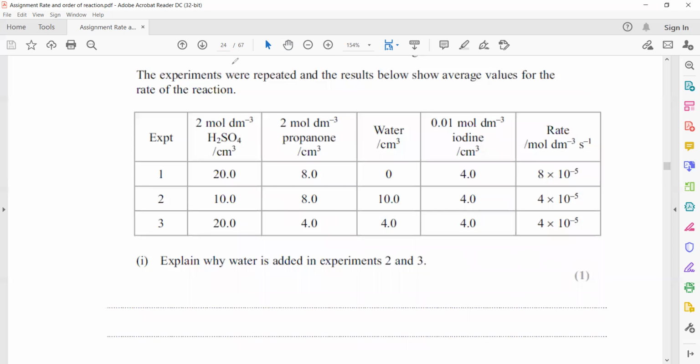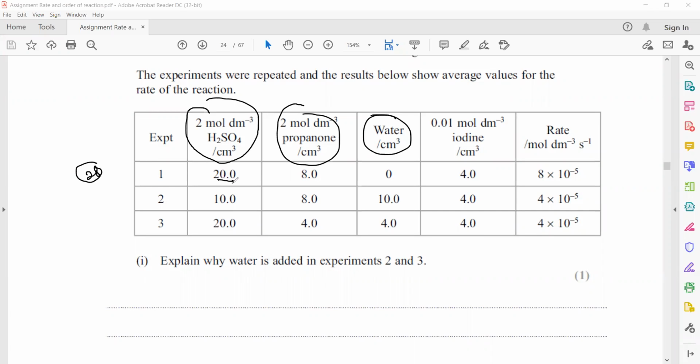The original concentration of sulfuric acid is 2 mol per dm cube, propanol is 2, and water is there too. But when we take the total volume, as you can see, the total volume of the solution is 28. So with respect to 28, the amount of sulfuric acid is 20, propanol is 8. That means the volume will be proportional to concentration in the mixture. The one which has a greater volume will have a greater concentration.